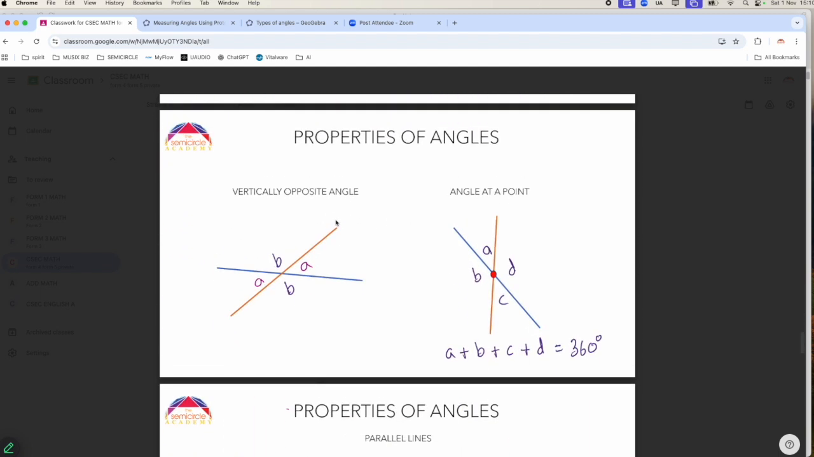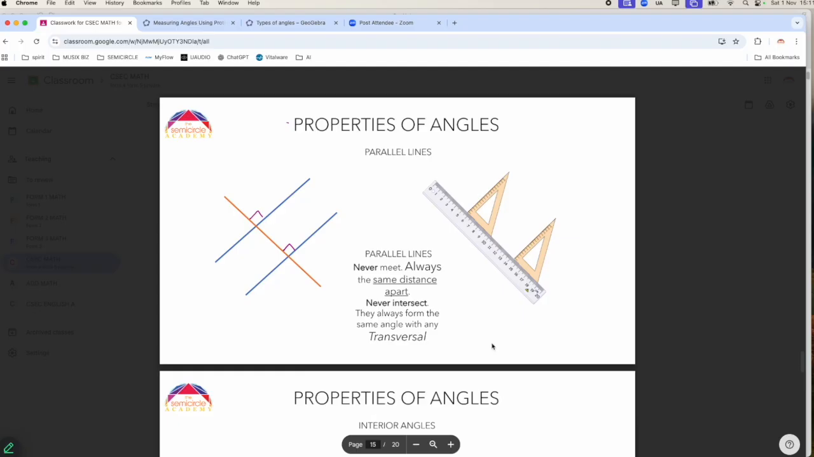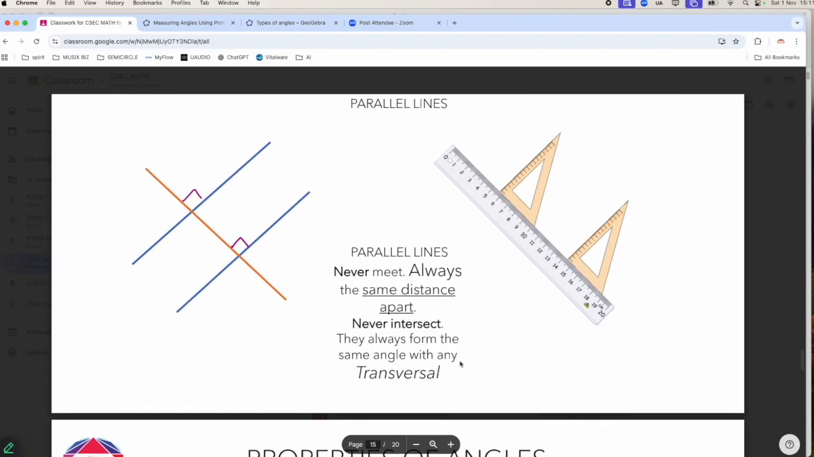Vertically opposite angles: once you see any kind of X, you're dealing with vertically opposite angles. They are not adjacent. They do not share a side. You can see A and D here. Angles around a point is 360. As I said, this does not have to be an X. It could be any weird looking thing where you're required to measure the full amount of angles. We will see examples just now. You have the parallel lines. You have to know these parallel lines.